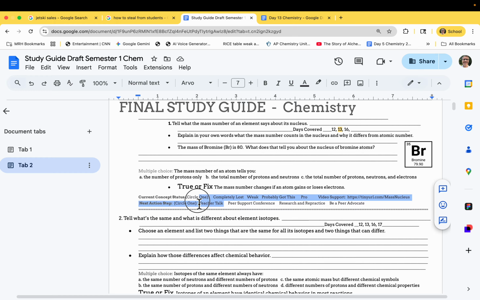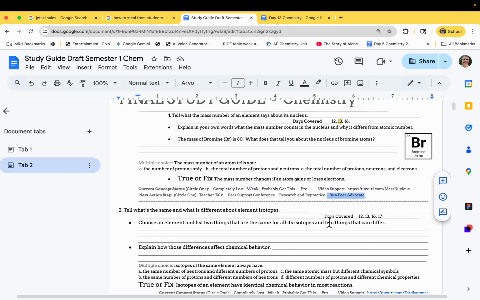Teacher talk, come ask Mr. Ford for help, ask Ms. Hegeman for help, ask a science teacher for help, ask your friends for help as your peer support. Are you going to research and repractice? Or are you feeling strong enough that you can be a peer advocate?